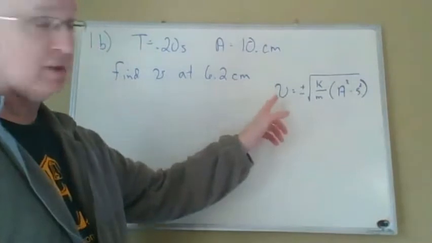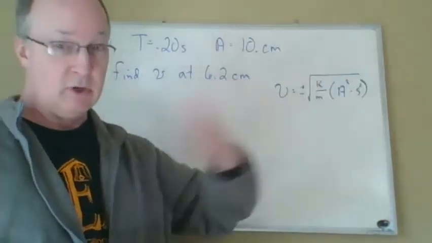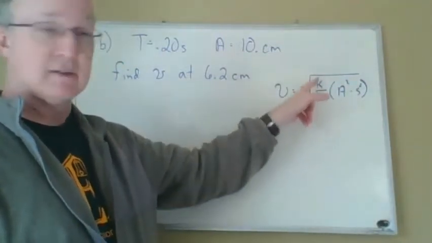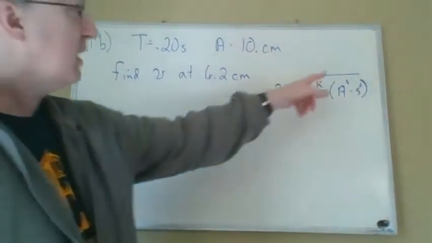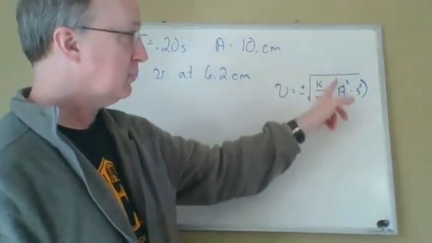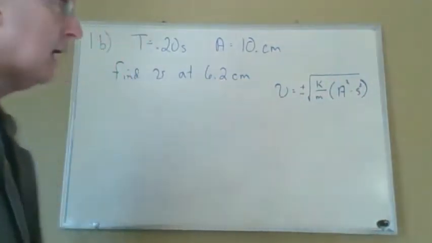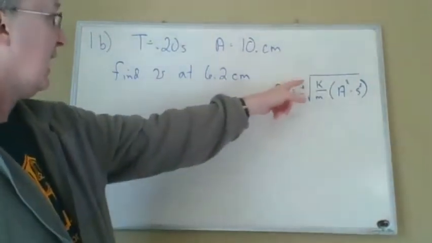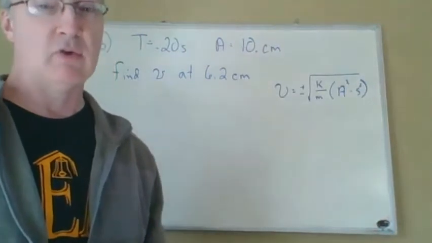Our equation for the velocity at any point along the path is plus or minus, because it could be going either way, the square root of k over m, k is the spring constant, m is the actual mass, times the square root, or times the product of quantity a squared minus s squared. All right. Now that's one version of the equation. We don't know k or m, so we're not going to be able to use that version of the equation.